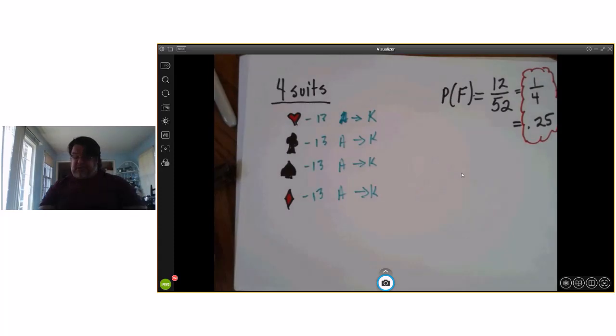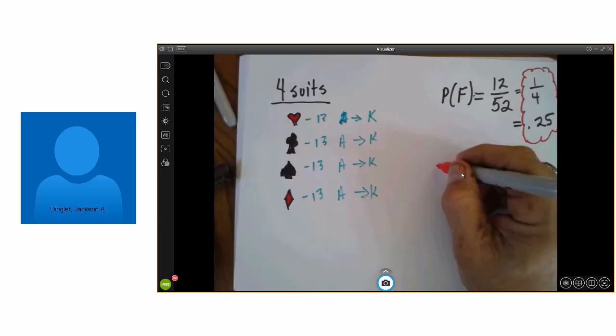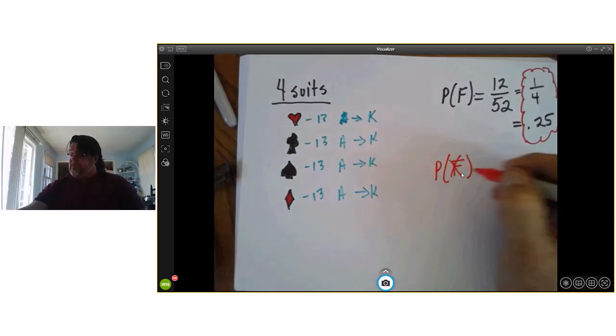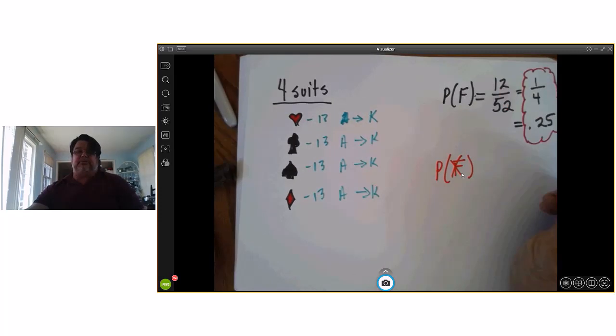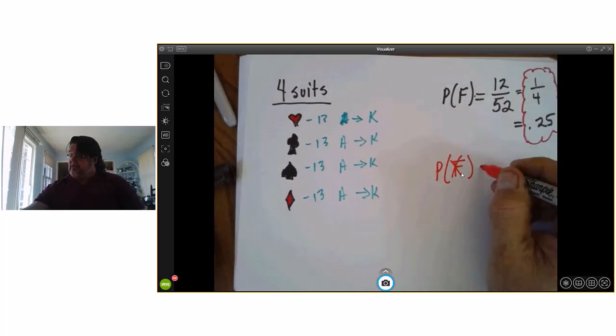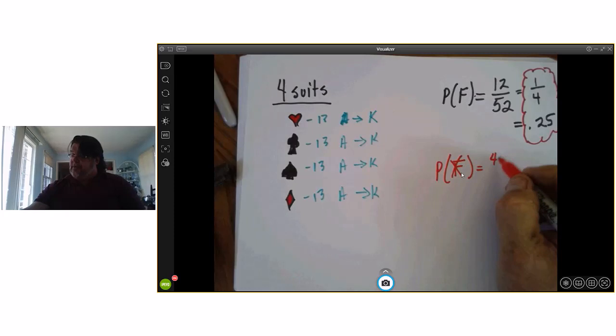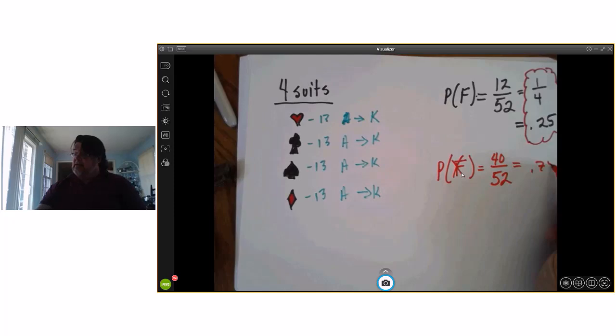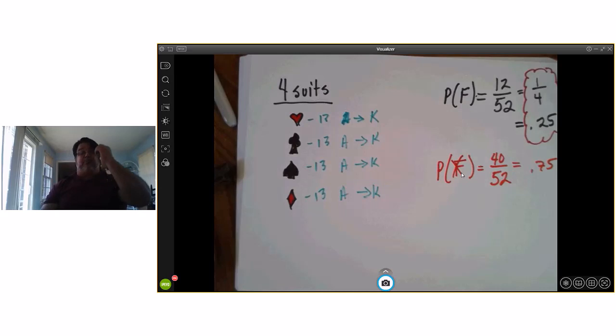Now, somebody tell me what the complement of the probability of a face card is. Probability of not a face card. Well, what is the difference between 52 and 12? 40, right? So that would be 40 over 52. And I don't know what that is, 0.75. So that's the complement. I want you to do the complement whenever you can, because when we get to odds, you won't have a problem.